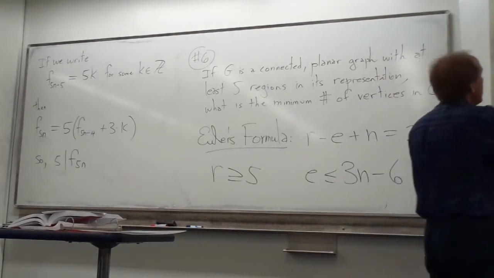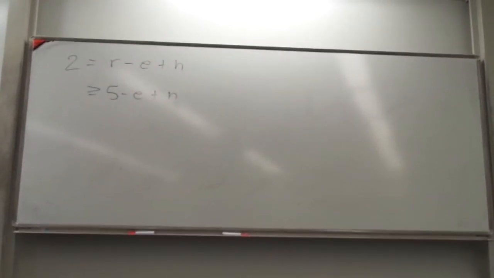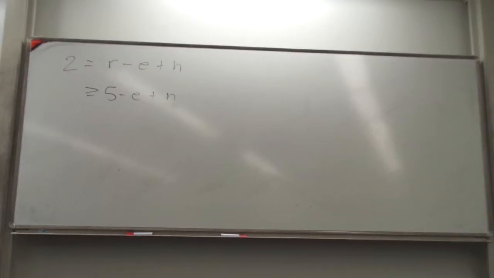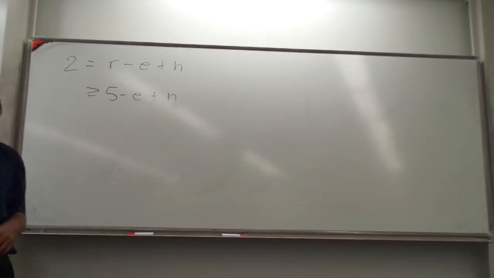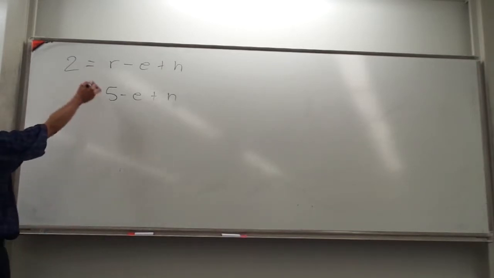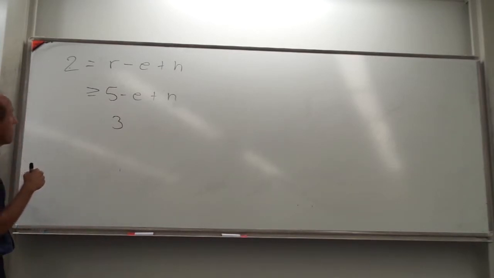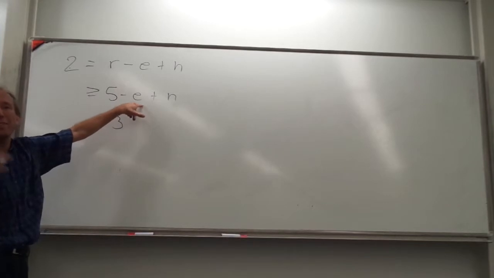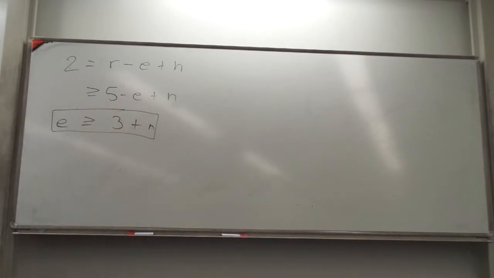Let's see. If I take this R and I just replace it with the 5 that we just said. So the number of regions is at least 5. Can I simplify that or rearrange it or something? Okay, how do you want me to simplify this? What would be a helpful way to simplify it? Yeah, okay, so I could take the 2 and the 5, I could subtract, right? It's going to leave me with a 3 on this side. Yeah, I don't like to subtract anything. Let's make everything positive. So E is greater than or equal to 3 plus N. Does that maybe help a little bit?